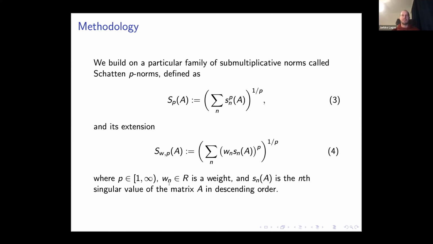So these v's are just weights, any real-valued weights, and in the Schatten definition p has to be at least one, but there is also a quasi-norm definition where we allow the p value to be from 0 to infinity.